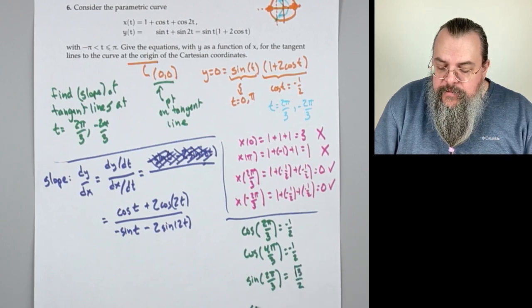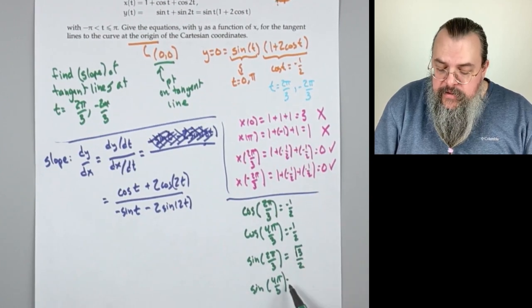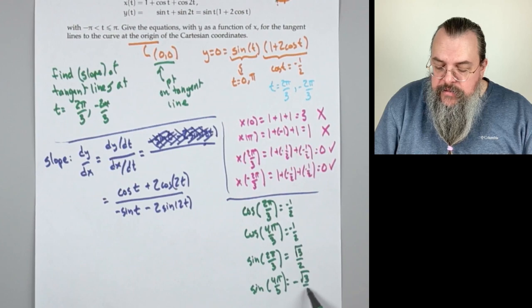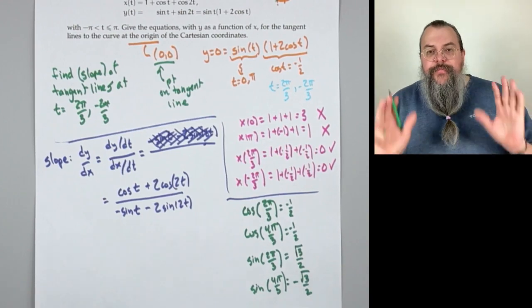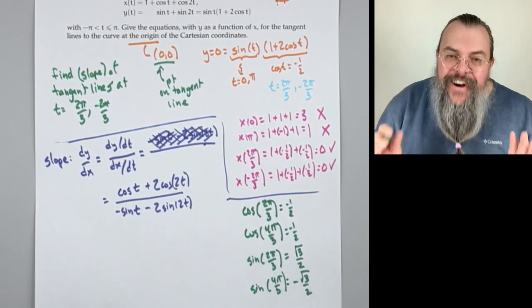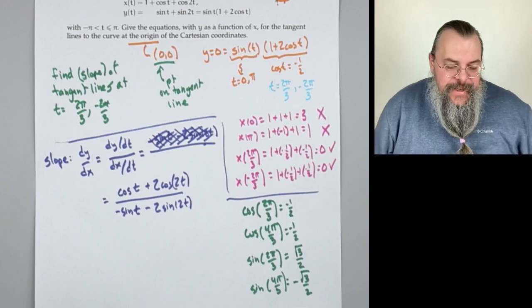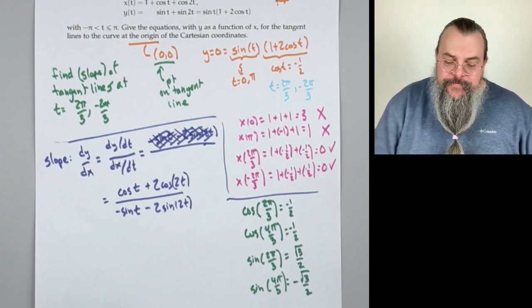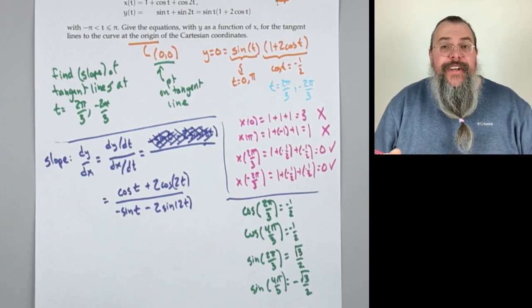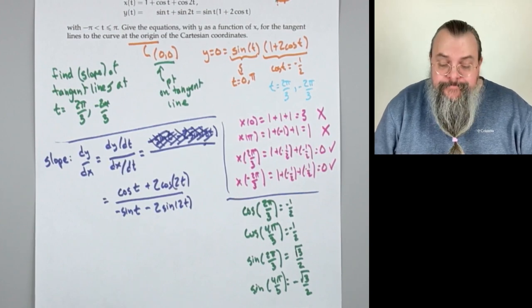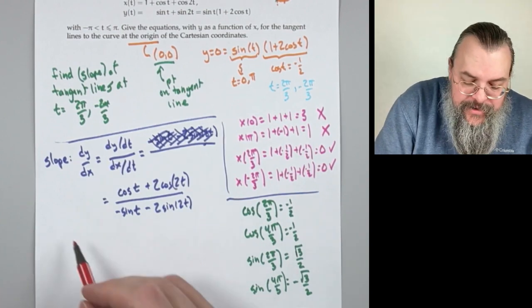And then sine of 4 pi over 3 will be at negative square root of 3 halves. Okay, so all of this is to say we get the following. This is really testing our trig knowledge, isn't it? Yeah, sometimes they do that to us.